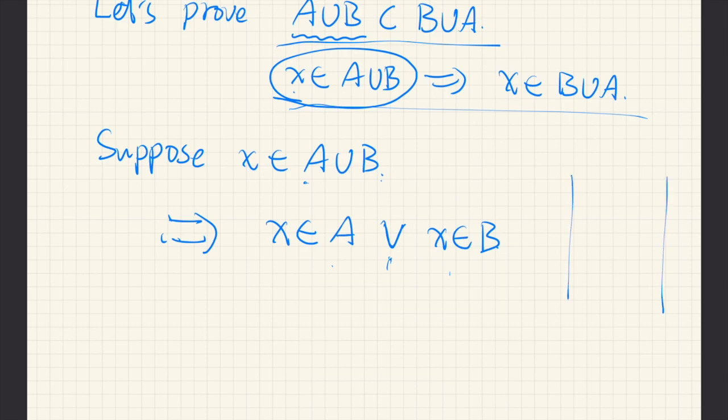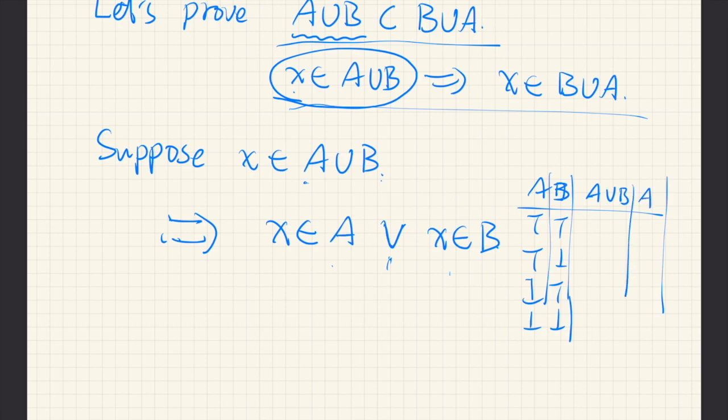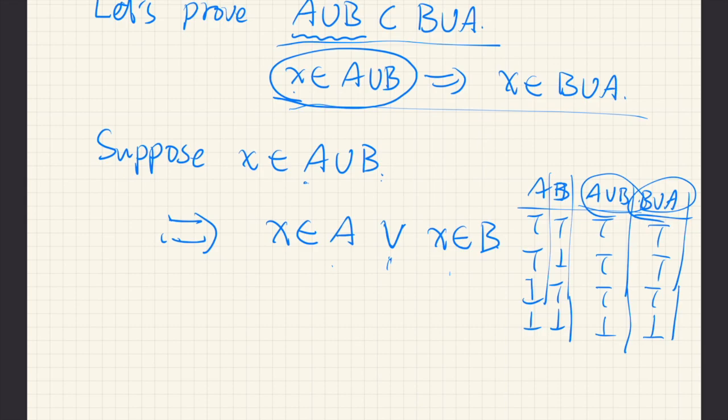So if you write like this, A, B, truth table: true, false, false, true, false, false, and A or B, and B or A. Okay, so this is true, true, and this is true, true, and this is true, and this is true, and this is false and false. So that means these two propositions are equivalent.